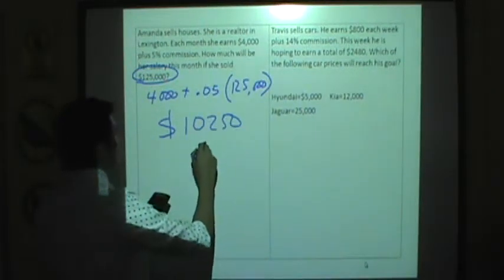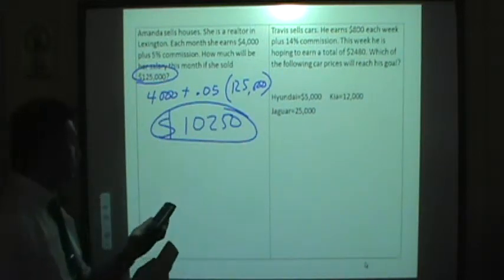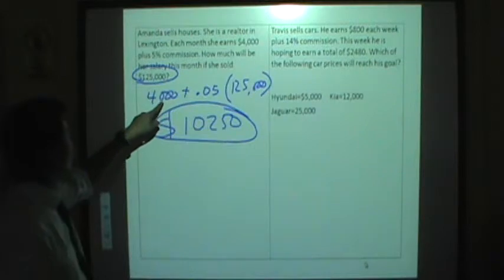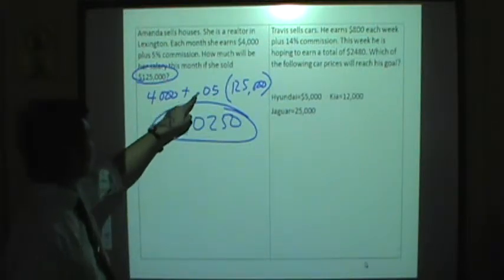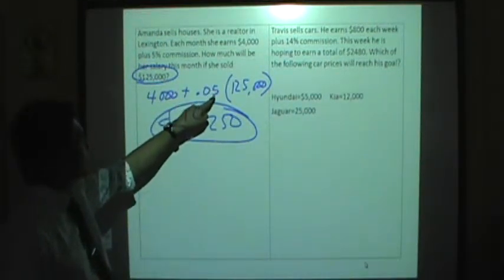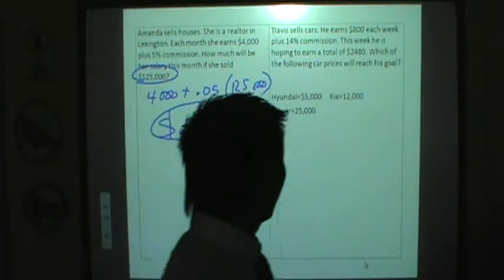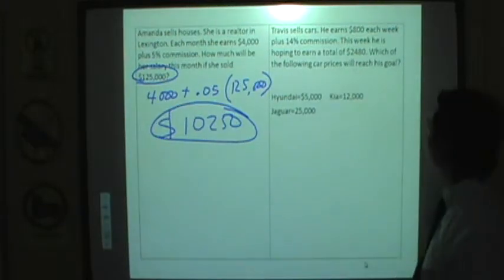She earns $10,250 every month, and that includes $4,000, and the 5%, which is 0.05 of that $125,000.